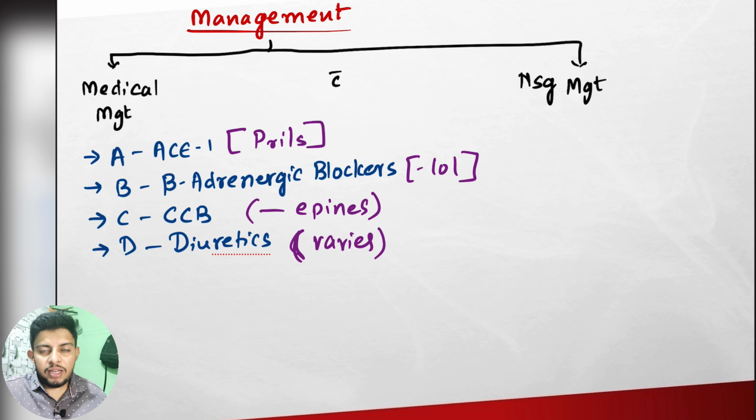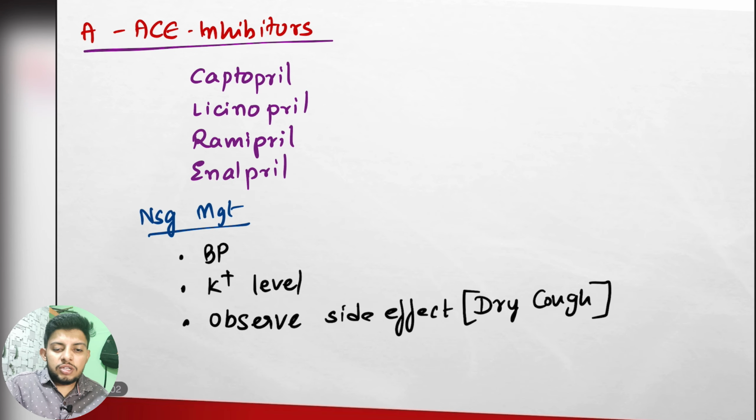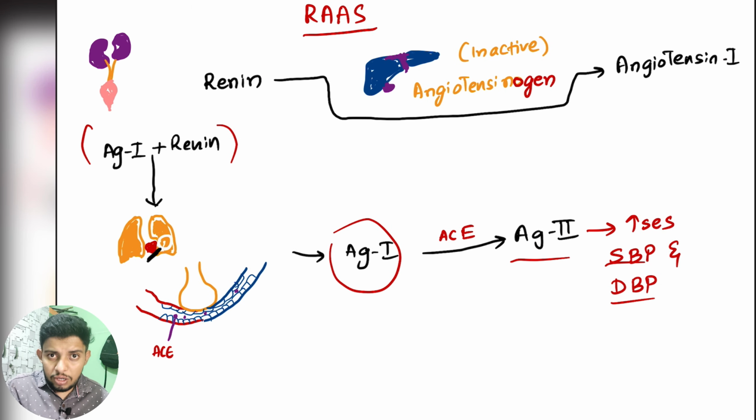A, B, C, D. A means ACE inhibitors, B means beta adrenergic blockers, C means calcium channel blockers, D means diuretics. Always remember that ACE inhibitors, most of the drugs end with pril. The beta adrenergic blockers end with lol, and CCBs are amlodipine, nifedipine, like that. Diuretics may vary because there are many varieties of that. This RAS system I have done there; you have to see it and come.